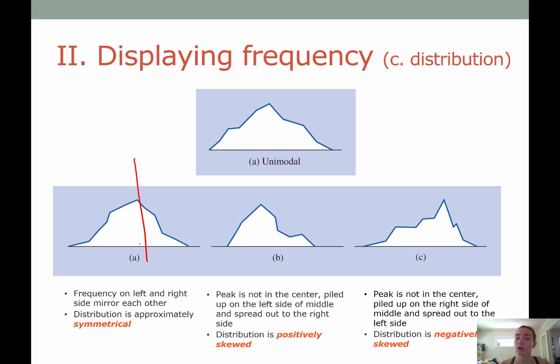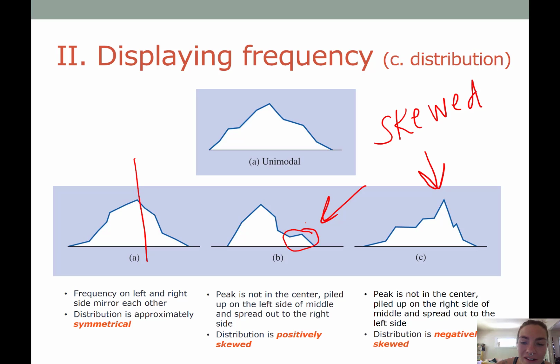Distributions that aren't symmetric are what we call skewed. So this one, B and C, are both skewed distributions. The skewed distributions can be either positively skewed or negatively skewed. A distribution that's positively skewed is one where the tail, that's this little part here, the tail of the distribution, is on the right side. And a negatively skewed distribution has the tail on the left side.